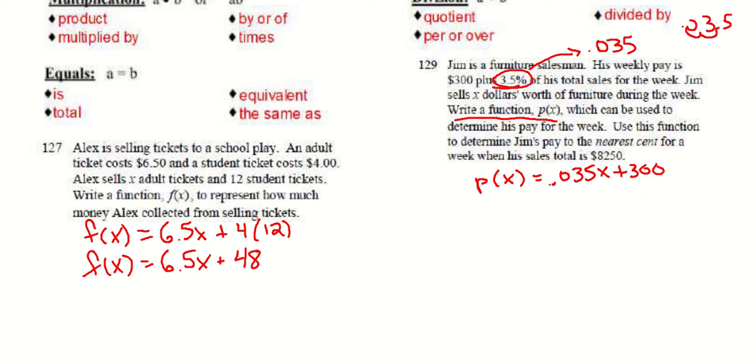So use this function to determine Jim's pay to the nearest cent for his week when his total sales are 8,250. So we're essentially evaluating the function P for 8250, which means we're plugging that in for x anywhere we see it. So it's going to go right here, 8250, and then plus 300.